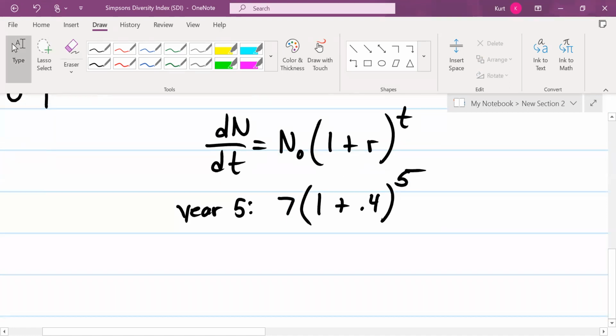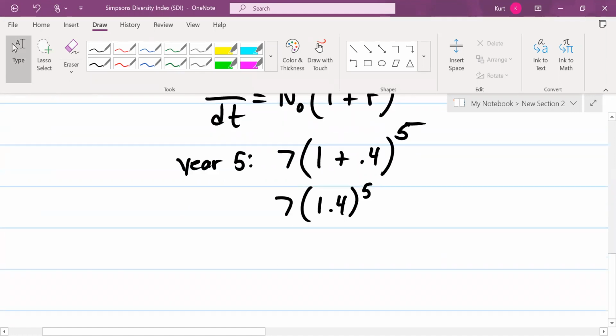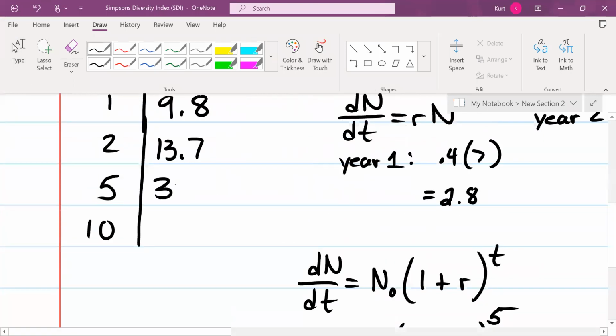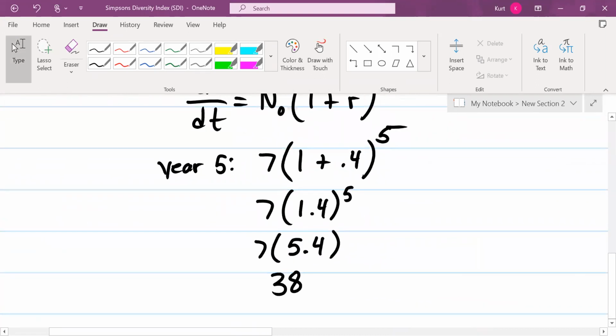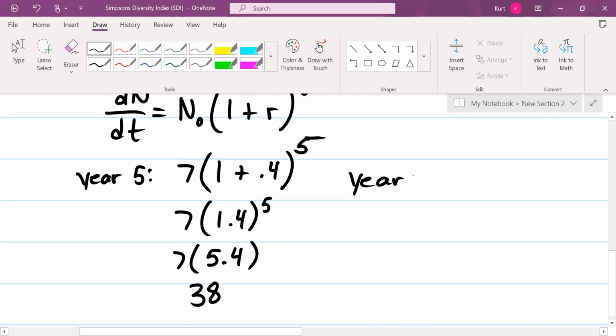So let's solve it. 7 times 1.4 to the 5th power. And then 1.4 to the 5th power is going to be 5.4. The 7 times 5.4 is about 38. So after 5 years, we have a population size up to 38 individuals. And then go ahead and do year 10. Year 10, 7 times 1 plus 0.4 to the 10th power.